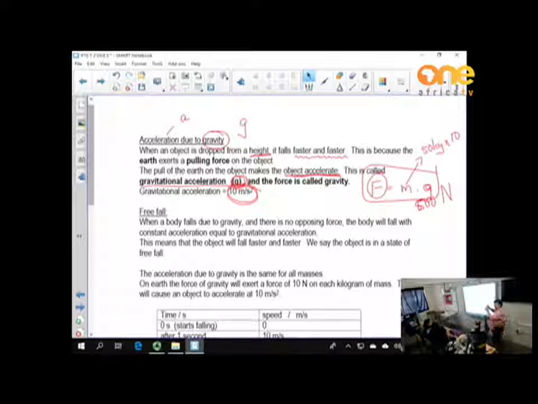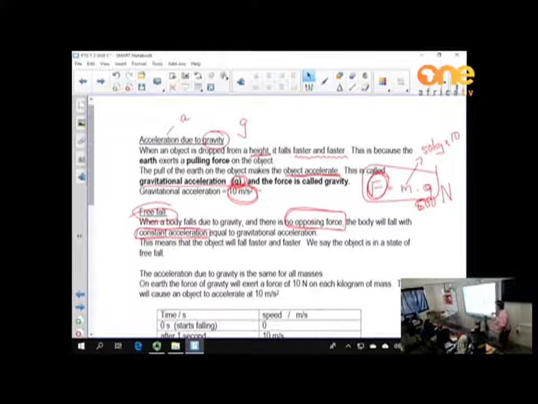In the third second, it's going to fall 10 meters further than it did in the second. In other words, your speed is going to be 10 meters per second, then 20 meters per second, then 30 meters per second. Do you understand? Your speed will increase constantly. So, we talk about something called free fall. When a body falls due to gravity, we say it is in a state of free fall. So, when you are in a state of free fall, it implies there are no opposing forces, and the body will fall with constant acceleration.